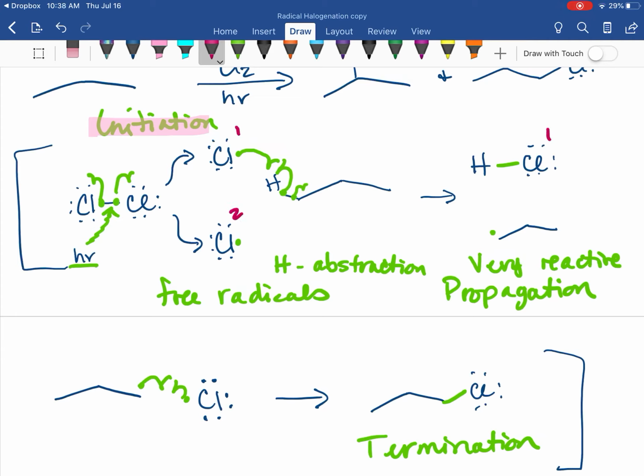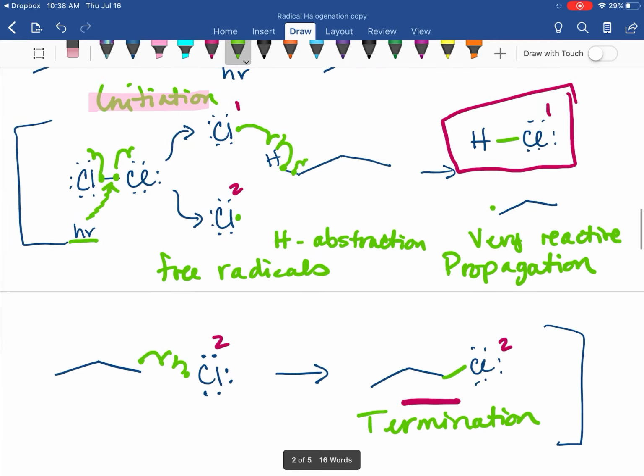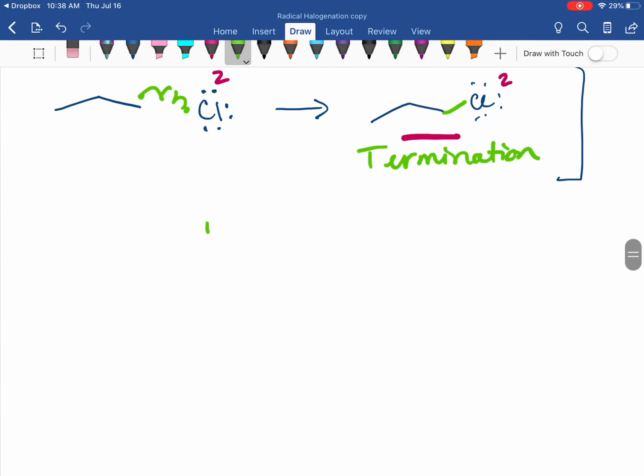Now let's just go back and count. We generated 2 radicals of chlorine. We used 1 here, and we generated HCl, so that is a byproduct. You're going to make some strong acid there. And then the second one we used to make the alkyl halide. So if you do these reactions, you do build up HCl, and then you end up making your alkyl halide.